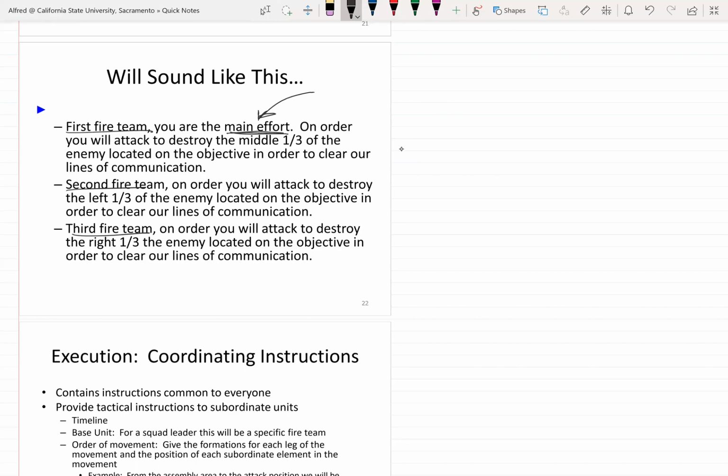Second fire team, on order, you will attack and destroy the left 1/3 of the enemy located at the objective in order to clear our lines of enemy communications. Third fire team, on order, you will clear out the right 1/3. And you do all that, and I don't want to waste more time, but you repeat it twice. Right?